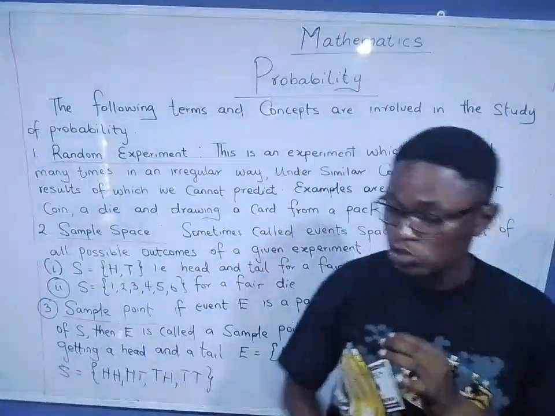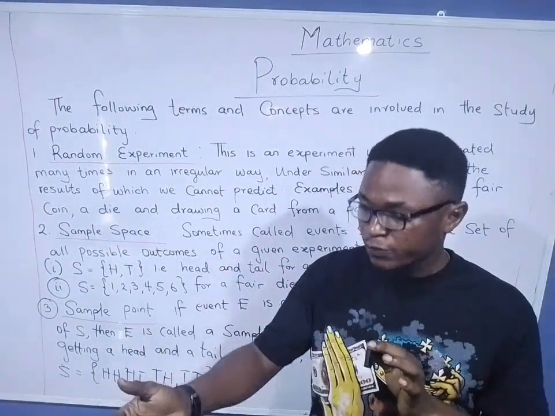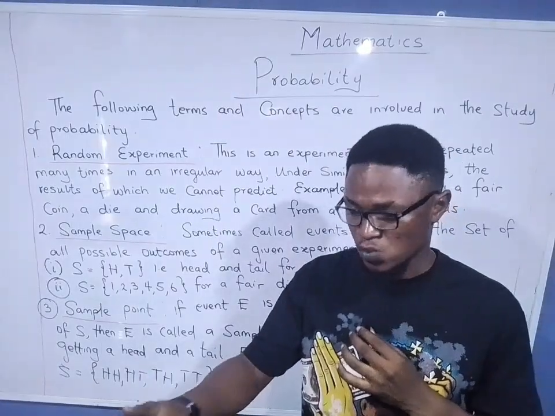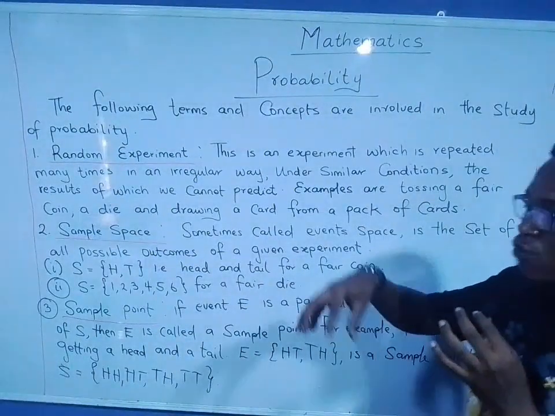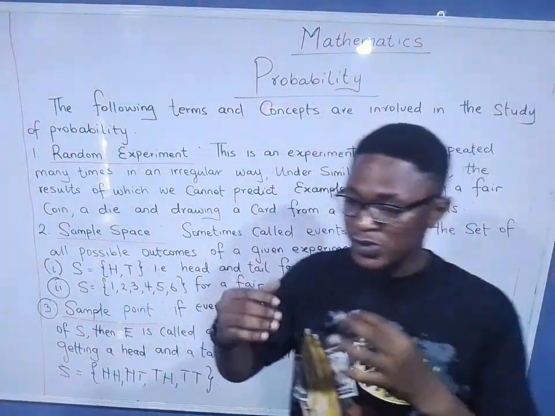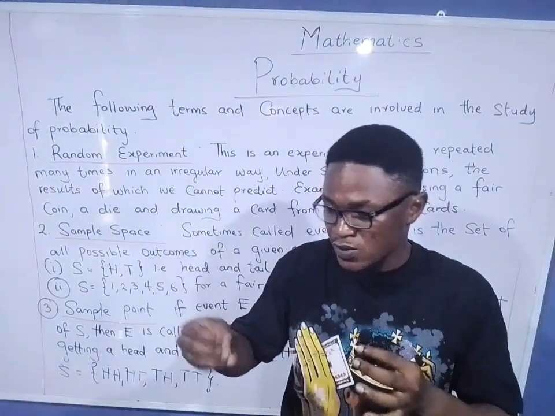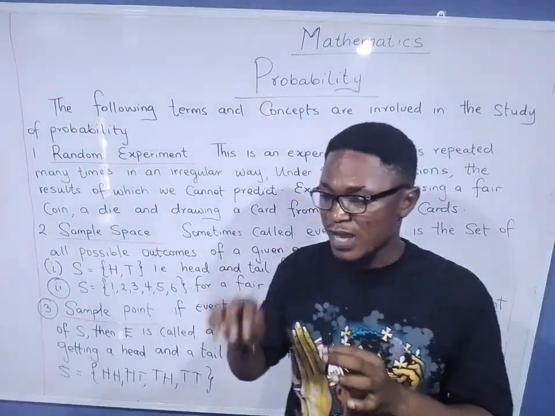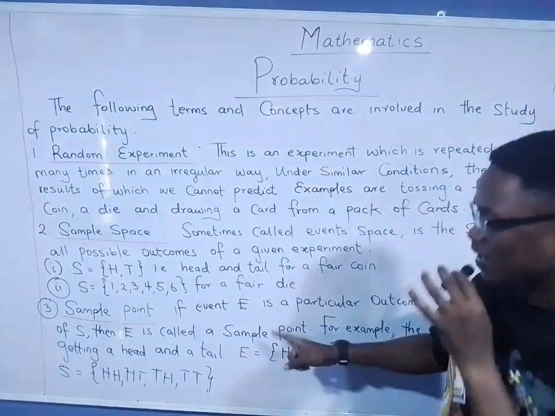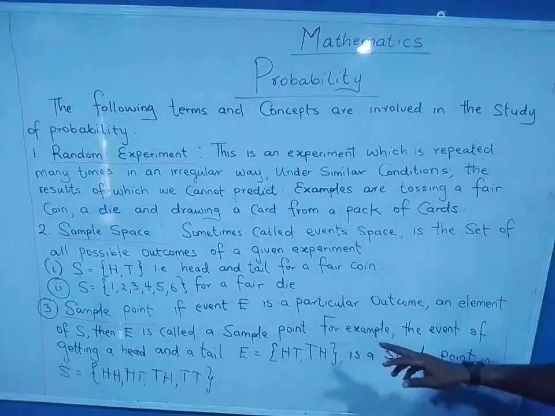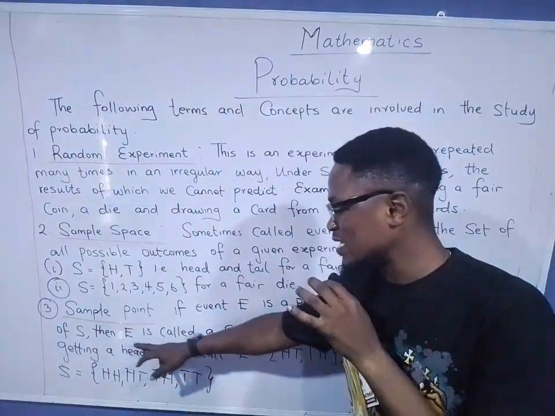If it is for 2 fair dice or 3, then we'll now have combinations. Hopefully, when we are doing examples, we can look at 1 or 2 or 3 combinations. Then what do they mean by sample point? We have the sample space, which is all the possible outcomes, right? But the question might be specific. They might not ask you for the sample space. They might ask you for a sample point. If the event is a particular outcome, an element of S, then E is called a sample point.